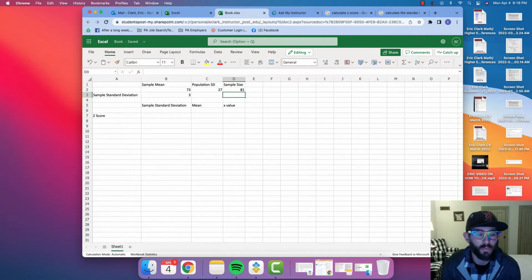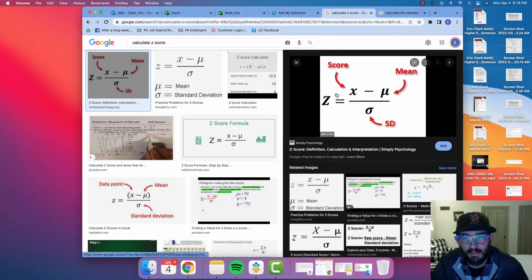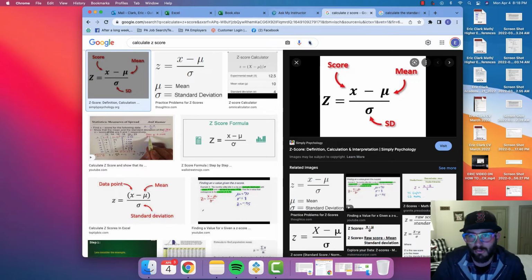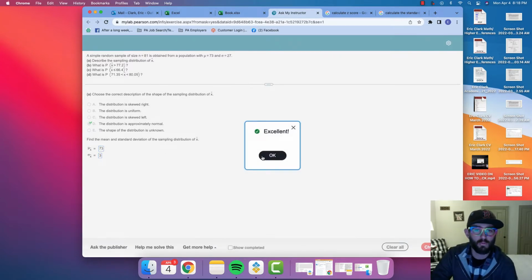Now, the next thing we want to do is calculate the z-score. I have a formula here. In this case, z is equal to x, which is the value that we're looking for, minus the mean, divided by the standard deviation. We're going to use this formula to do some work here. Now, let's go ahead and just put in 3 there and keep moving on.